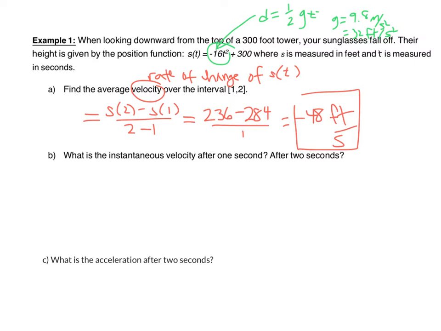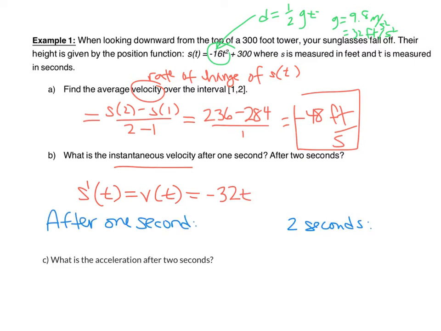So for part B, it asks you to find the instantaneous velocity after 1 second and the instantaneous velocity after 2 seconds. Remember that to find the instantaneous velocity, we take the derivative of the position function, which is just going to be s prime of t. That's actually going to be our velocity, which we usually write as v of t. So when we take our derivative, we get negative 32t.